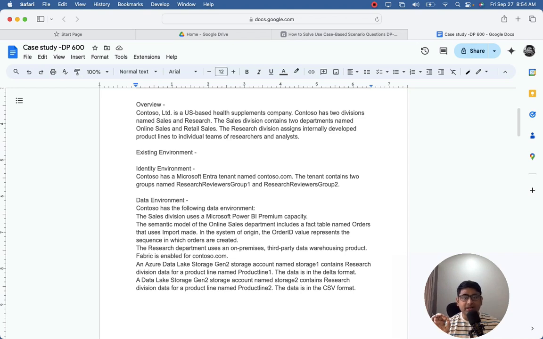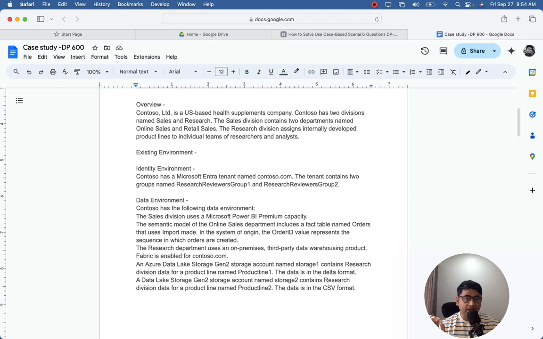Then they say the semantic model of the online sale department includes a fact table, order, that uses import. So remember again, fact and dimension tables should be very clear to you. If you have not done the exercise, then try to do some exercises from Microsoft Learning. Understand what fact and dimension tables are.